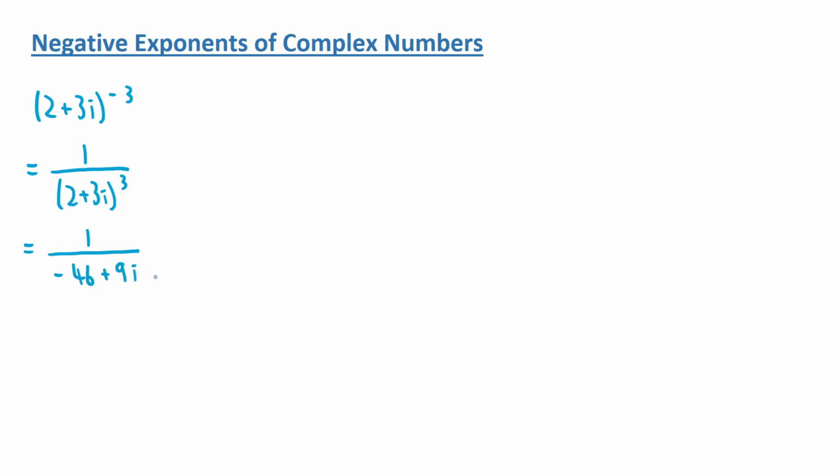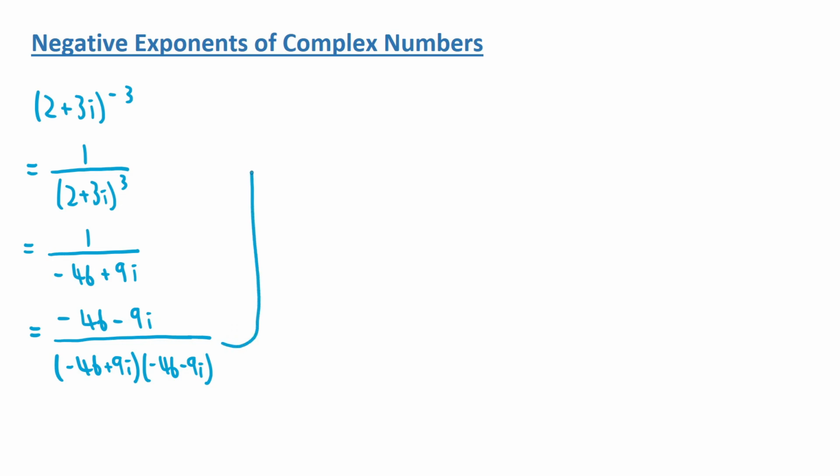To simplify this expression further, we need to multiply the fraction throughout by the complex conjugate of the denominator. So we can rewrite this as negative 46 minus 9i over negative 46 plus 9i times negative 46 minus 9i, since the complex conjugate of negative 46 plus 9i is just negative 46 minus 9i. So what we have done is multiply both the numerator and denominator by negative 46 minus 9i.